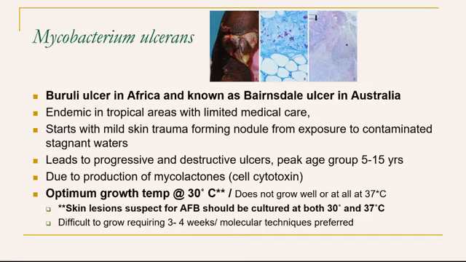So this is unusual. And it's also something, in fact, to remember about AFB skin lesions and AFB organisms from skin sites in general. Skin lesions should all be grown at 30 degrees and 37 degrees because most of the organisms that cause infection in the skin grow best at 30 degrees. This organism can be difficult to grow, and molecular techniques are the methods of choice.